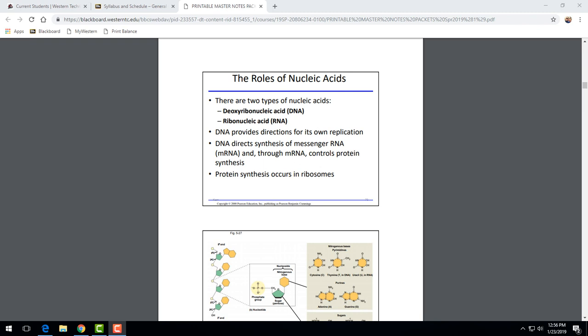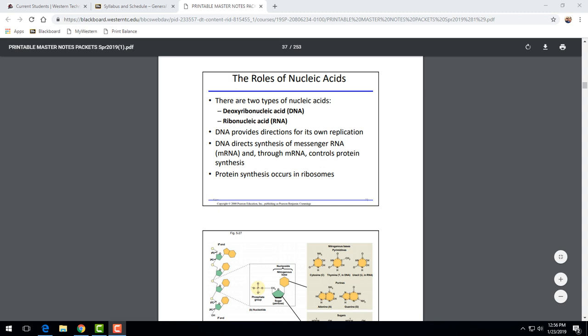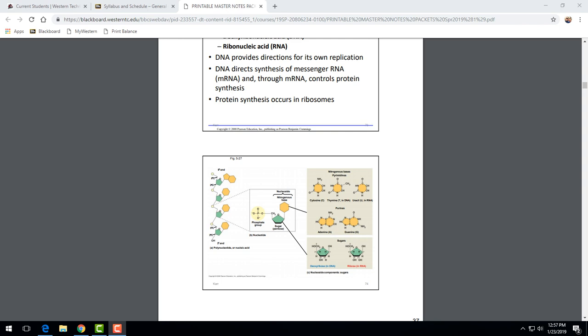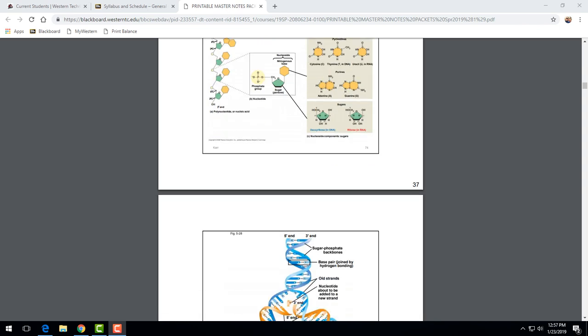So we're going to talk about that process a little more. But for right now, we're just going to describe nucleic acids. So DNA contains the blueprint for making proteins, and RNA helps with protein synthesis. So it helps carry the blueprint out to the ribosome for protein synthesis. Whenever we talk about where proteins are made, it's always on these small little organelles called ribosomes.